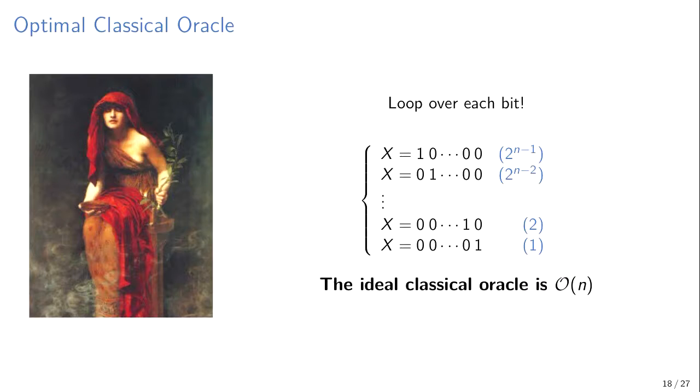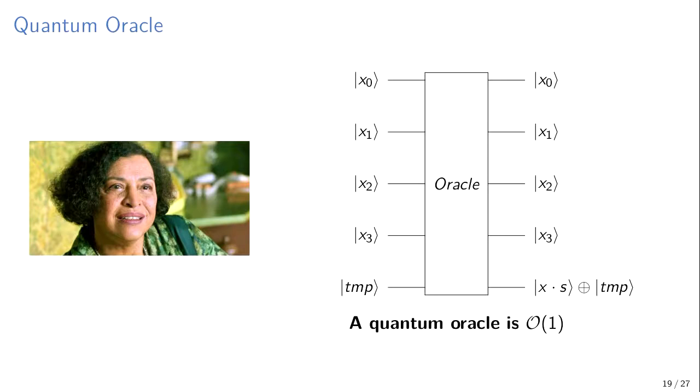I'll just give you 1 in each position, and then I'll know whether that's a 1 or a 0 based on the dot product of it. So the ideal case for a classical computer is O(n), because you just loop over each bit with a bit mask. But with a quantum oracle, you can do that in one single call to the oracle.